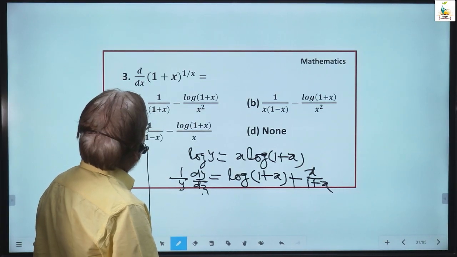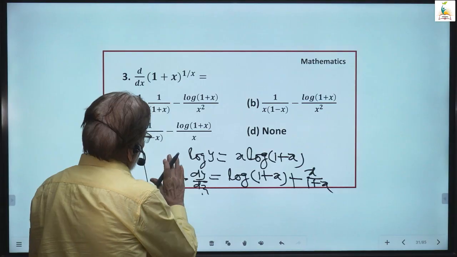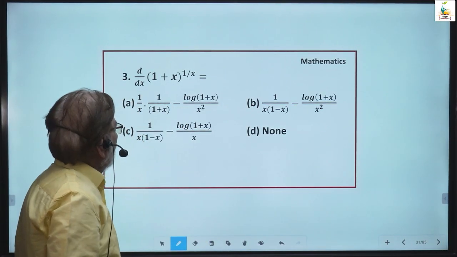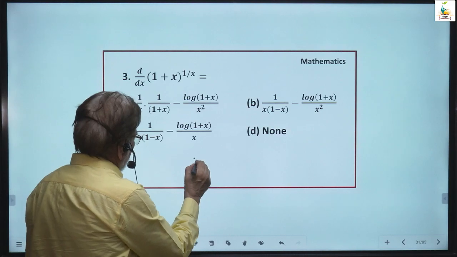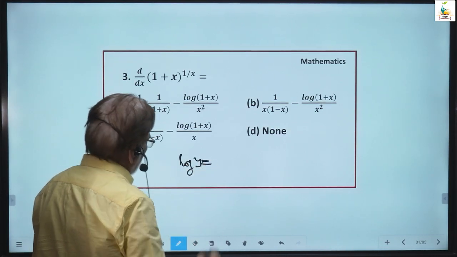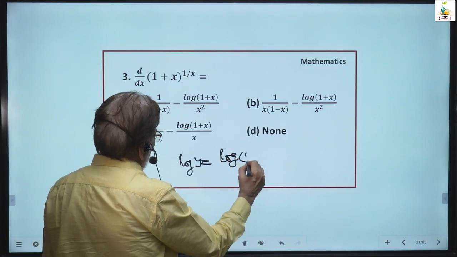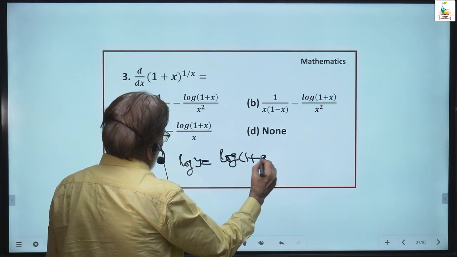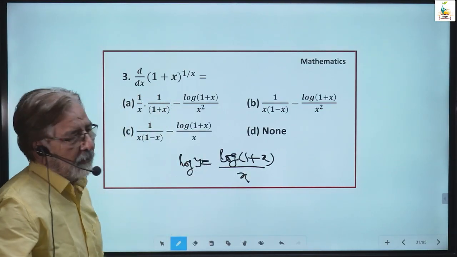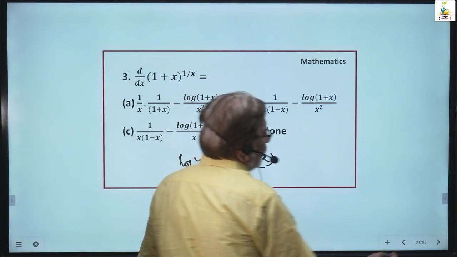Sorry, I have written the question wrong. y equal to (1 plus x) raised to 1 upon x, so log of y will be equal to log of 1 plus x upon x. Now, apply the rule u upon v and then differentiate it.